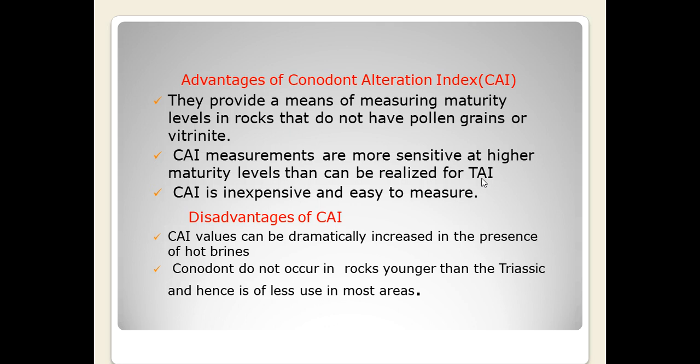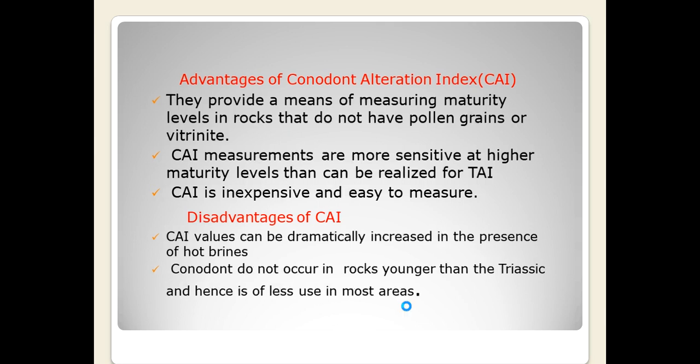For example, when you look at vitrinite reflectance. So coal alteration index is inexpensive and cheap to measure. Then disadvantages of coal alteration index: coal alteration index values can be dramatically increased in the presence of hot brines. So in the presence of hot brines, there is a dramatic increase in coal alteration index. Coals do not occur in rocks younger than the Triassic and hence it is of less use in most areas.